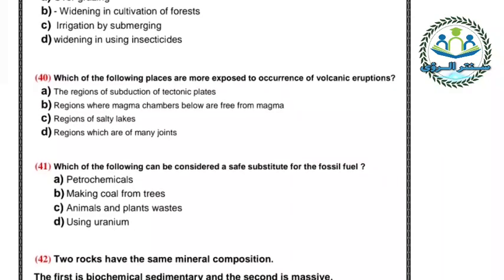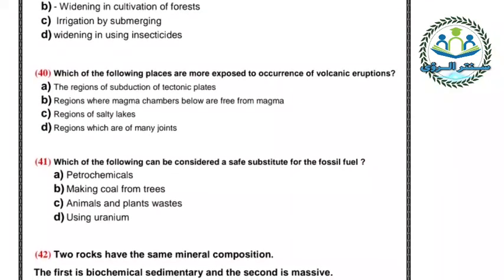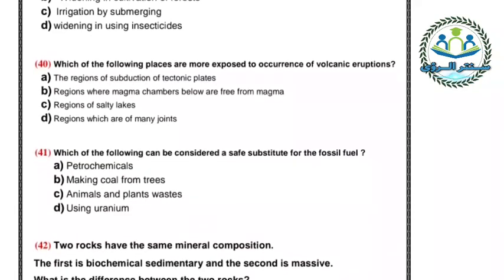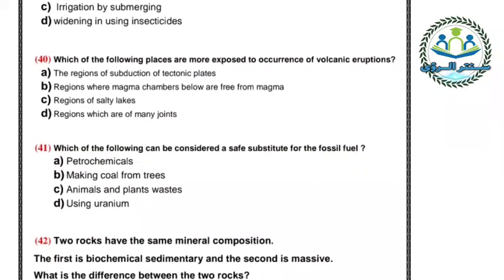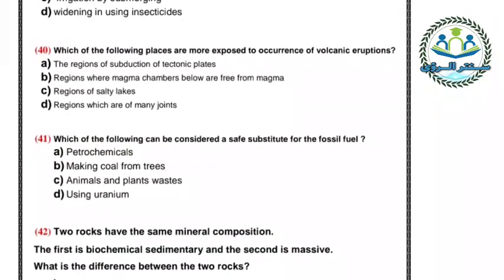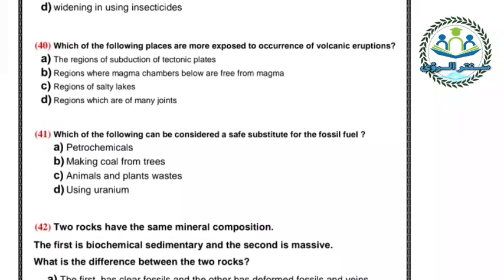41. Which of the following can be considered a safe substitute for the fossil fuel? A. Petrochemicals. B. Making coal from trees. C. Animals and plants wastes. D. Using uranium.